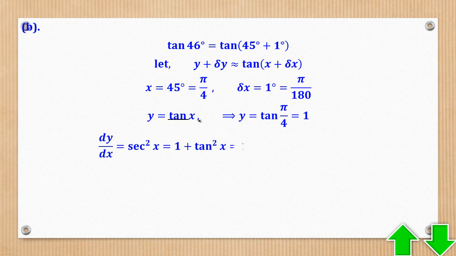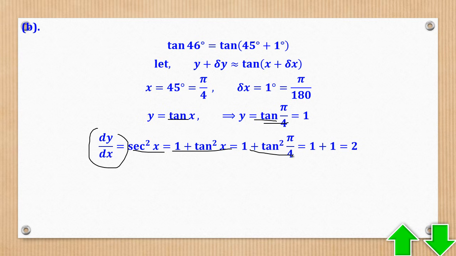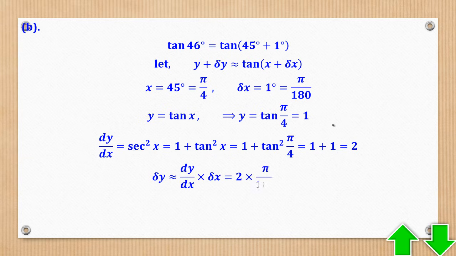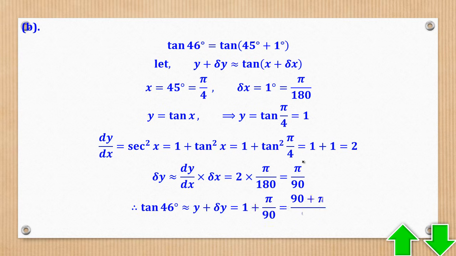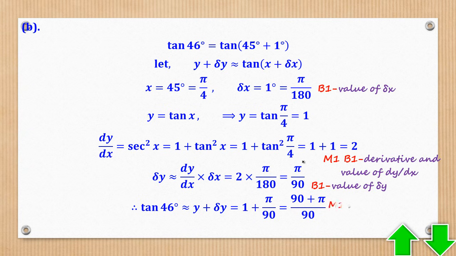Tan x is this, implying that y is equal to this, so implying that y is 1. Differentiate that tan x to give you this, then you substitute to give you that. Then I can get now small change in y by multiplying the value of dy dx times the value of small change in x to give you pi over 90. Therefore, tan 46 is the same as 1 plus pi over 90, which gives you that. And that's what they wanted.